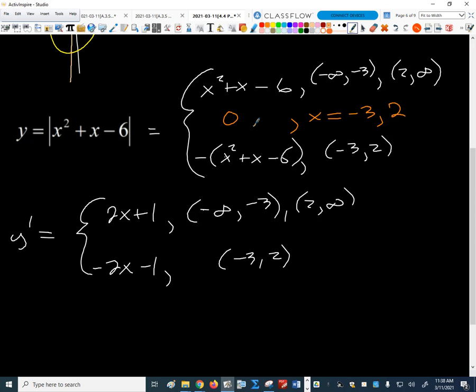And does the derivative exist in the middle? No, it doesn't, right? Because if I look at the limit of this top derivative as x approaches -3 or 2, I'm getting different values, and so I can't have a sharp corner, right? So the derivative doesn't exist. It doesn't exist at -3 or 2. Everybody see that?